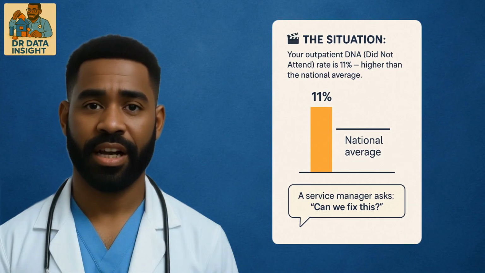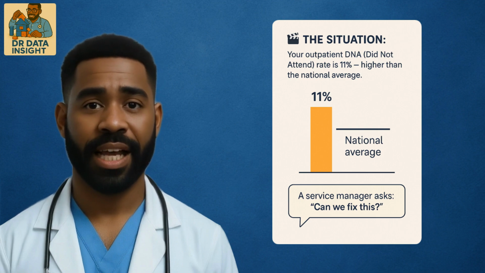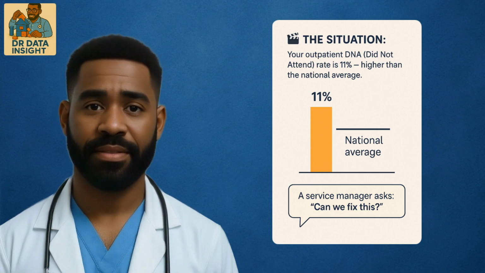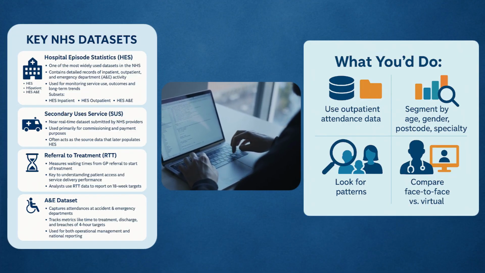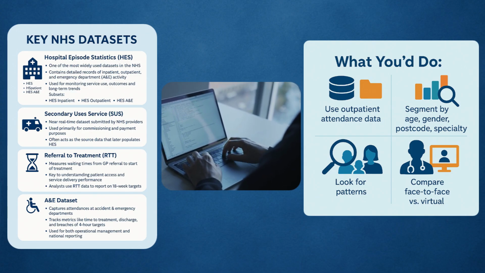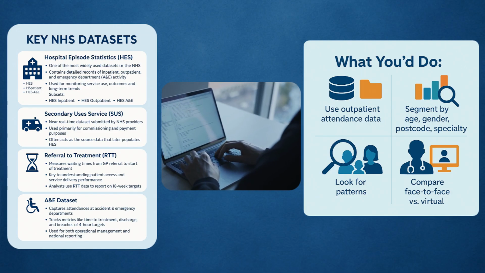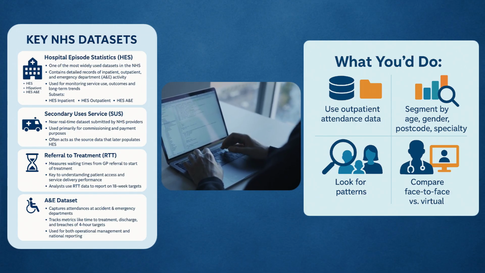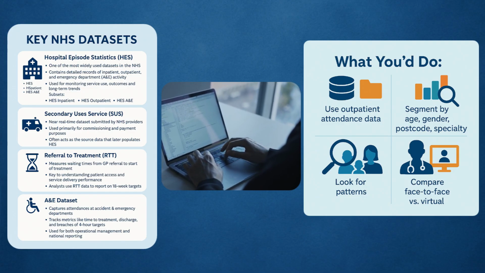Our third healthcare situation: your outpatient did not attend, or DNA, rate is 11%, higher than the national average. A service manager asks, "Can we fix this?" What you do: use outpatient attendance data from the local EPR, electronic patient record. Segment by age, gender, postcode, specialty, and time of appointment. Look for patterns. Do younger patients miss more? Are afternoon slots worse? Compare face-to-face versus virtual appointments.